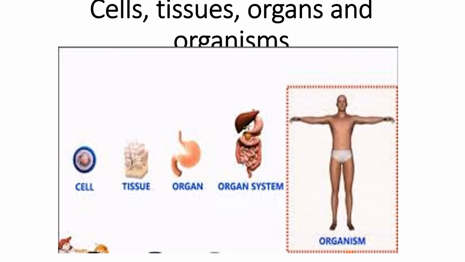The cells in a group are all the same kind and perform a special task in the life of the organism. This group of cells is called a tissue. They perform what? A special task in the life. They give me a tissue.